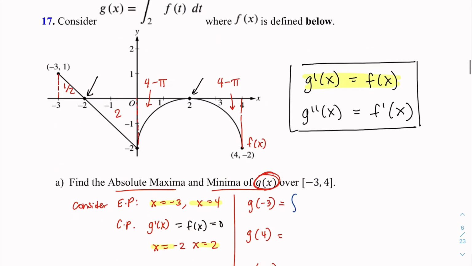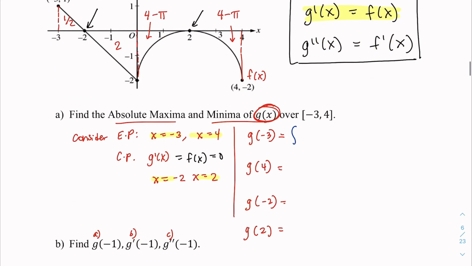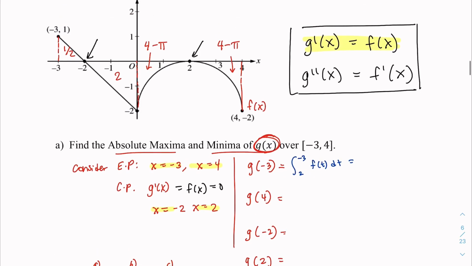The integral from, where was it? From 2 to x. In this case, 2 to negative 3 of our f function. Well, this just means find the area under the curve of f from 2 to negative 3. So we want this area. And we're going backwards. So let's begin with the first piece next to the semicircle. It's going to be 4 minus pi.